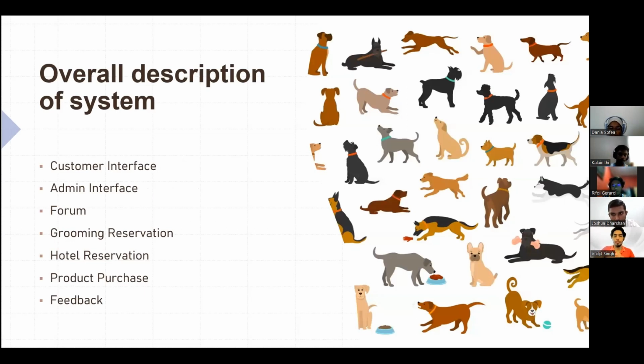All right, so for the system, I'll be presenting. For the system, we have the customer interface and the forum. The forum is where all the customers and staff can interact and answer questions based on whatever the customer asks. Then the customer can make a grooming reservation, hotel reservation, product purchase, and also leave feedback on the products that they purchase. So this is the most simplified overall description of the system. Next slide.